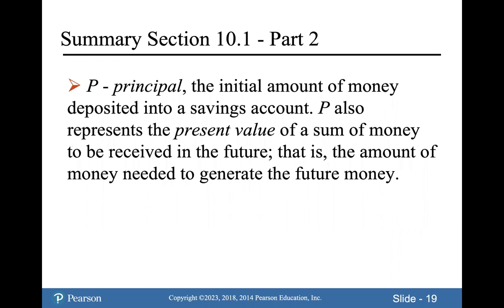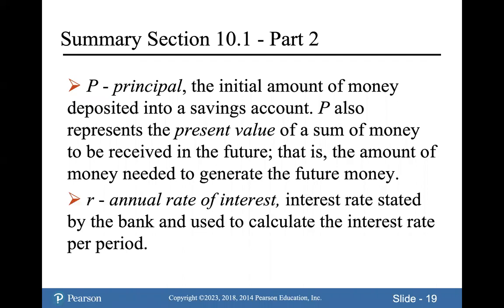Principal, which is the initial amount of money deposited into a savings account, also represents the present value of a sum of money to be received in the future. That is the amount of money needed to generate the future money. R, the annual rate of interest, is the interest rate stated by the bank and used to calculate the interest rate per period.